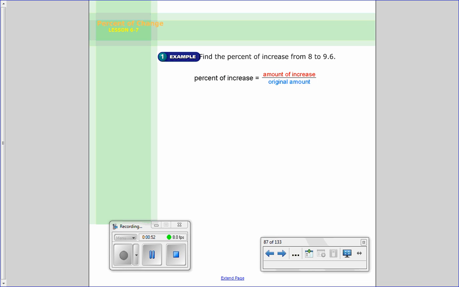So here we go. Find the percent of increase from 8 to 9 6/10. To do that, we find how much did it increase. I could subtract it, 9.6 minus 8. Our original amount was 8. It said from 8 to 9 6/10. So 9 6/10 minus 8 is 1 6/10. Divide that by 8, and you should have 0.2, I believe.